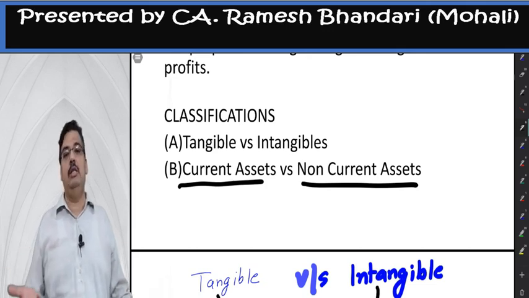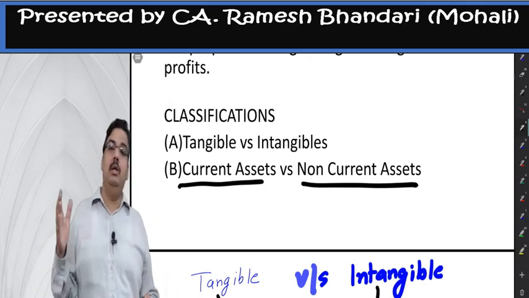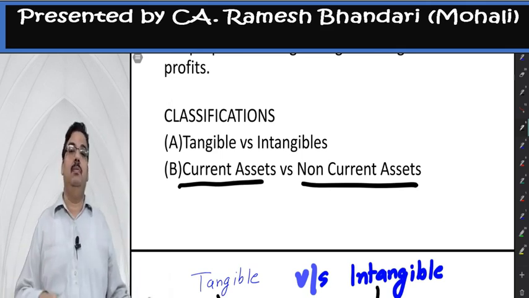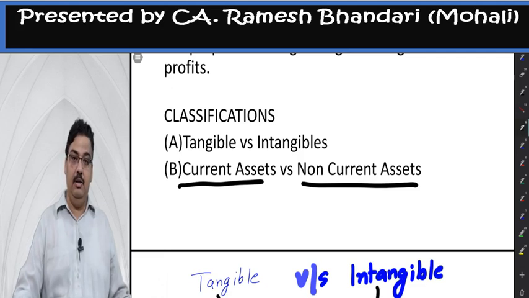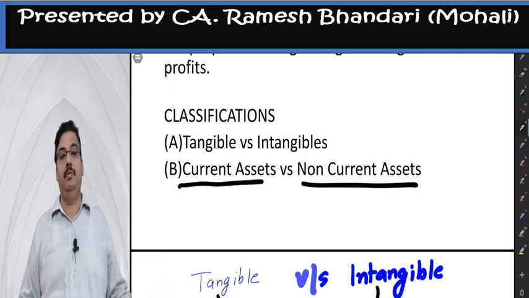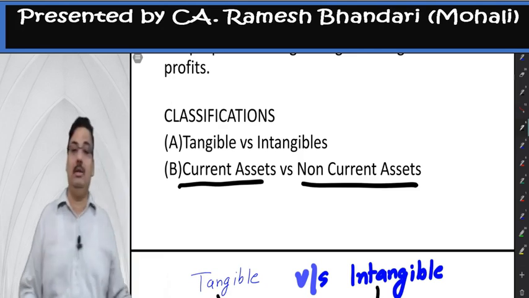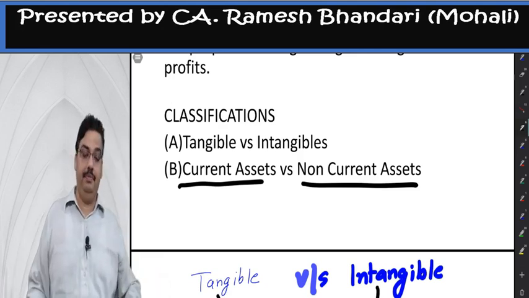So broadly, examples we talked about, so many examples: cash, bank, debtors, bills receivable, inventories, they are all considered current assets. And all long-term assets are non-current assets. That is a basic broad classification.